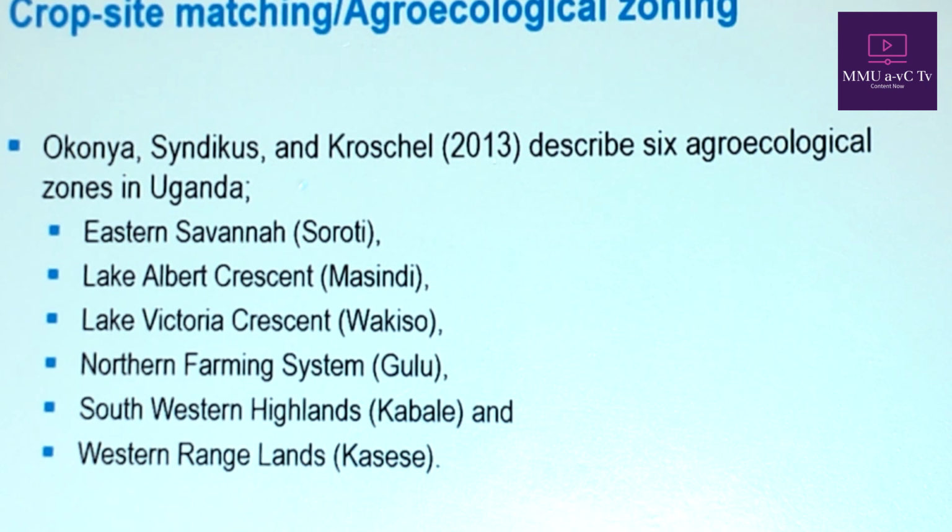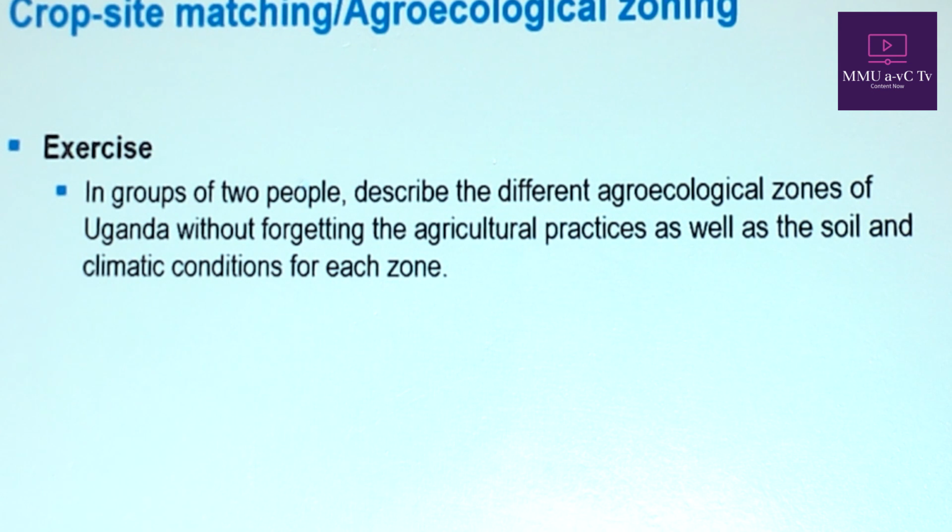So these zones have suitable crops, and we could read further in order to identify which enterprises have been recommended for these agroecological zones. For the students, we are encouraged to describe different agroecological zones of Uganda and look at the practices as well as the soil and climatic conditions for each zone, so that we can understand further these different zones.